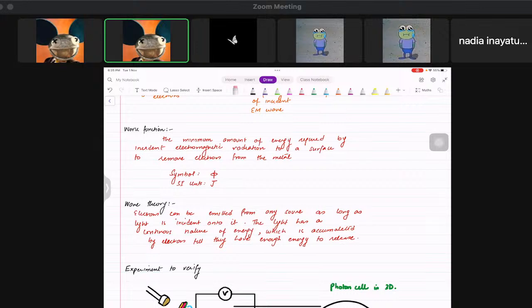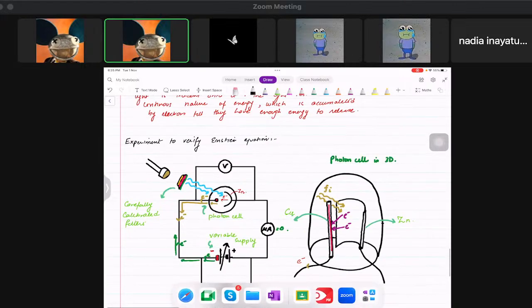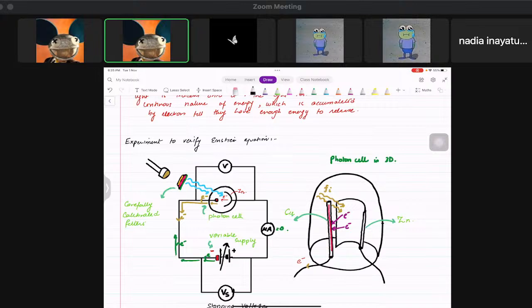So by the units. Now Einstein's equation, we're going to verify that. And this experiment is very, very important. If you want to draw it, that's fine. If you don't want to draw it, that's also fine. I've done it for you. I'll share the notes with you, so that's all right.